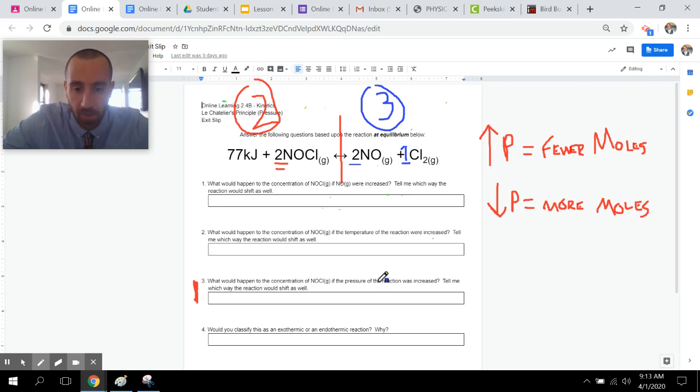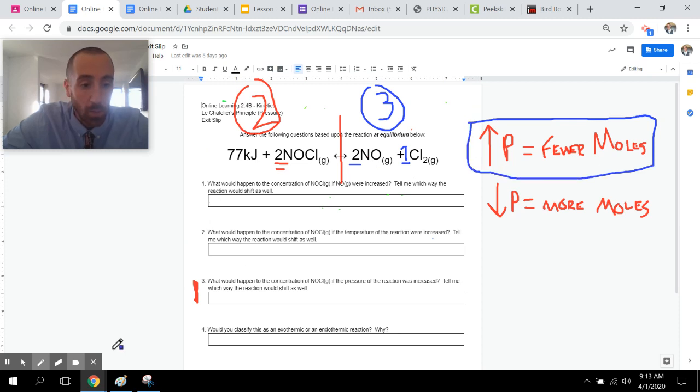So what are we doing? We are increasing the pressure. So we're going to be using this relationship. We are increasing the pressure, meaning this reaction is going to shift to the side with fewer moles. Well, in this case, the left side has fewer moles. So this reaction is going to shift to the left.